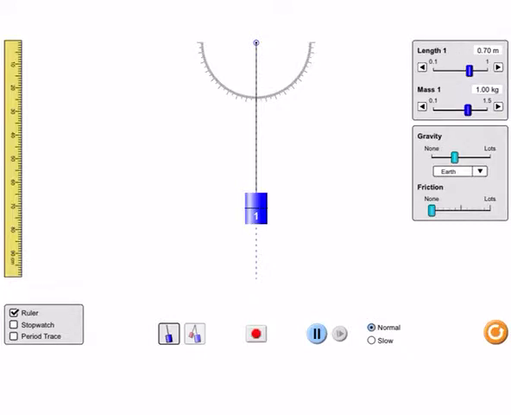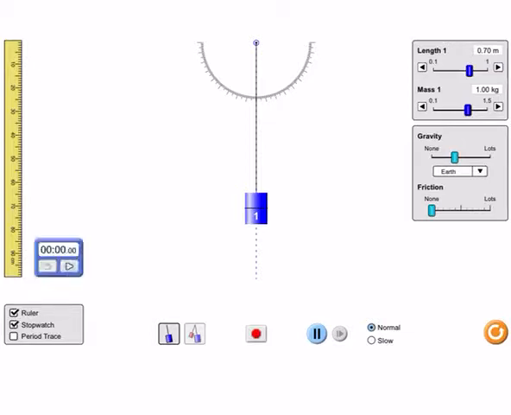So basically, there are two factors that affect the period of a pendulum. It is the length and the gravitational force. The length of the rod and the gravitational force. It is not affected by the bob's mass nor any other factors, and we'll see how through this simulator.